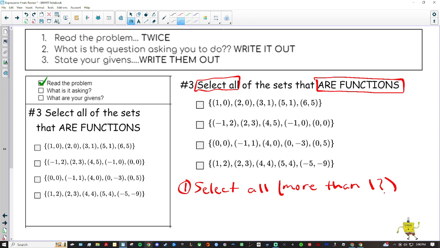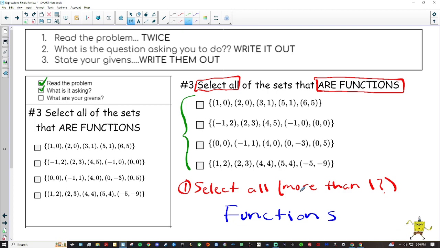Could be more than one answer. And we want to make sure that they are functions. Okay, select all, and we're going to make sure that they're functions. So what did the problem give us? It gave us all 4 of these sets of points. So that is everything we need in order to determine which ones are functions.